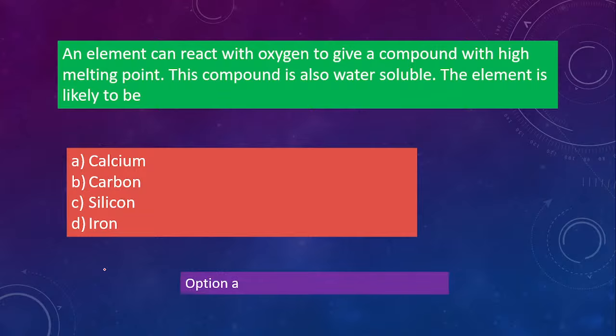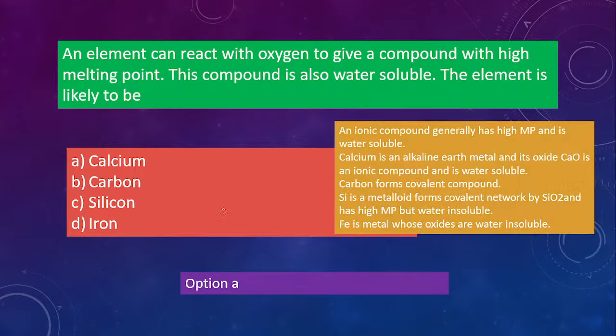Okay, let's see. So option A, that is calcium. Okay, so calcium is the correct answer. Calcium will react with oxygen and it will form... So why will it form this one? This is the answer. An ionic compound generally has a high melting point.